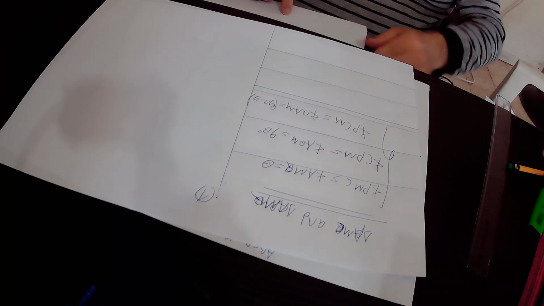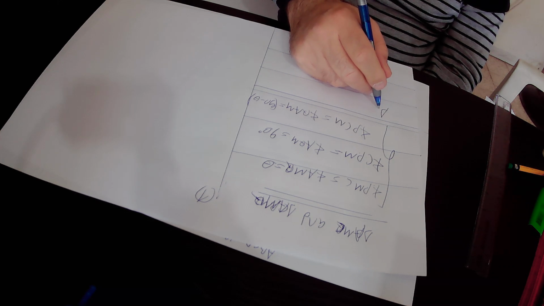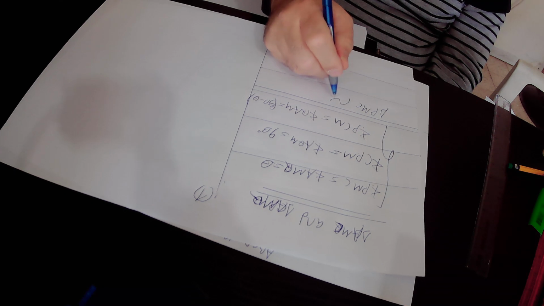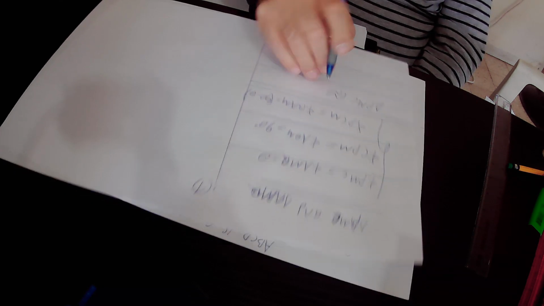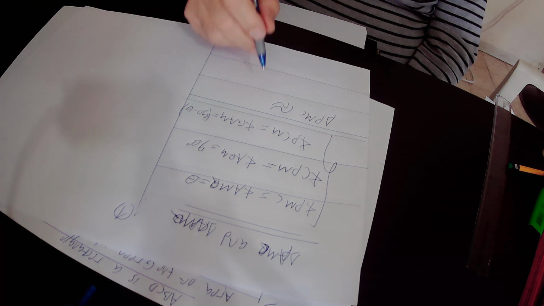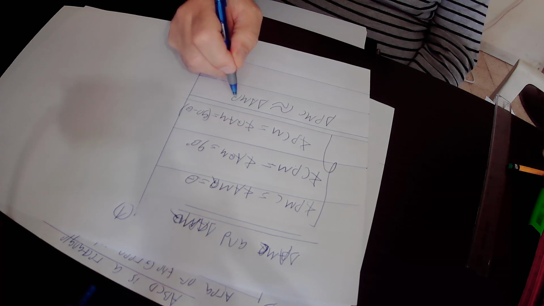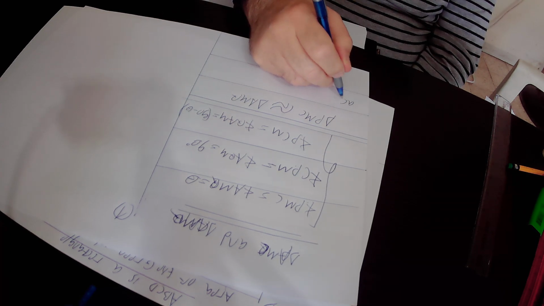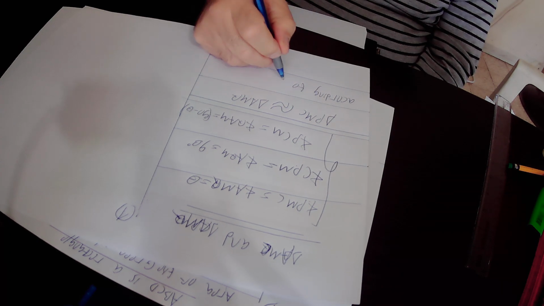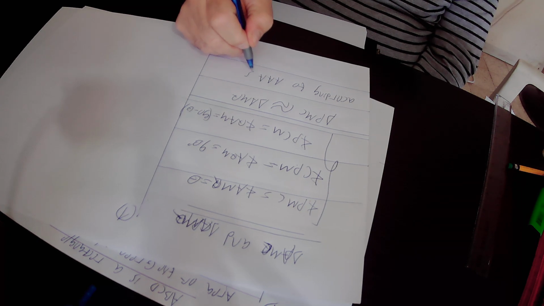So I write it down. The right triangle PMC is similar (this is the sign of similar) to the right triangle AMQ according to the angle similarity rule.